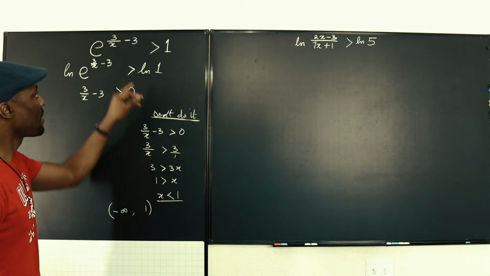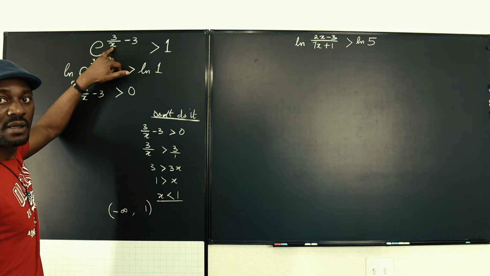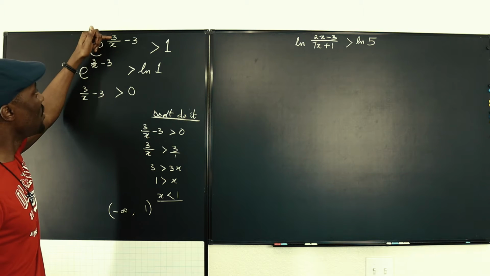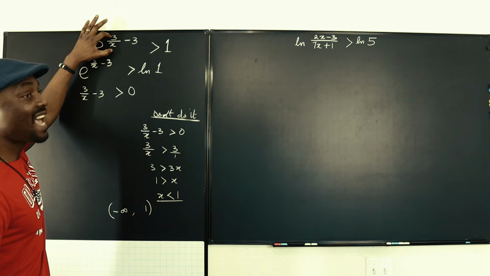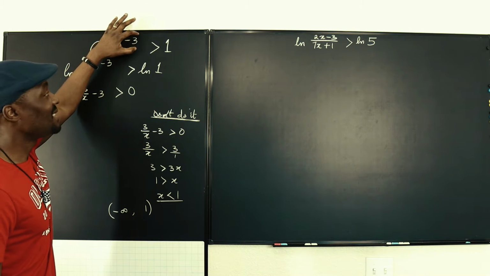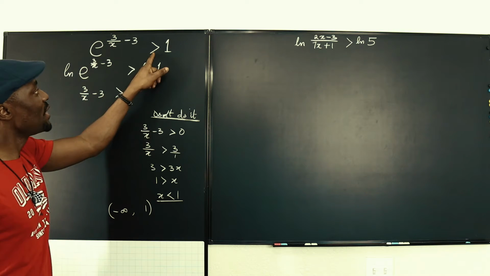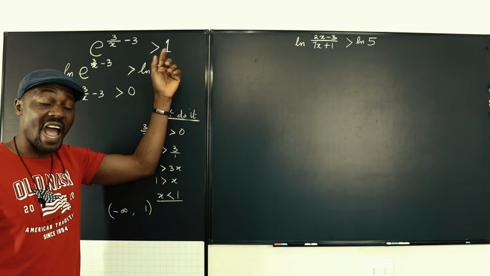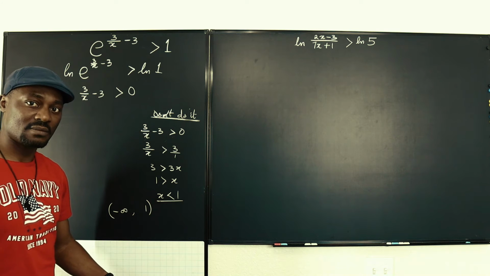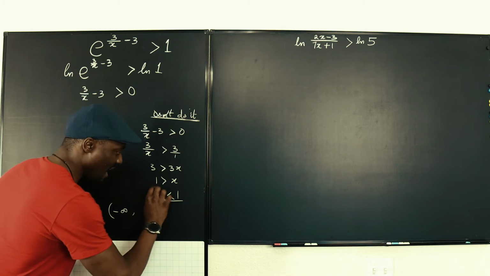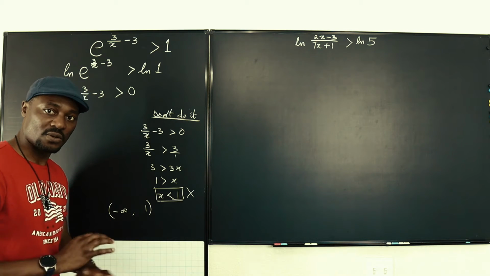Let me show you why. Plug in negative 4 here, okay? You're going to have 3 over negative 4, which is a negative number, minus this, that's negative. But when you take this value, it's not going to be greater than 1. It's actually going to be less than 1. So this is not a valid answer. Don't do it, don't cross multiply.